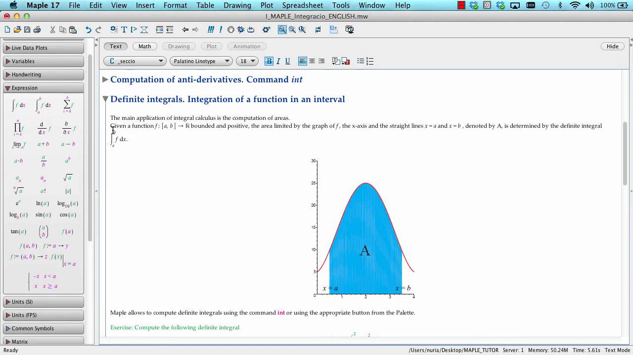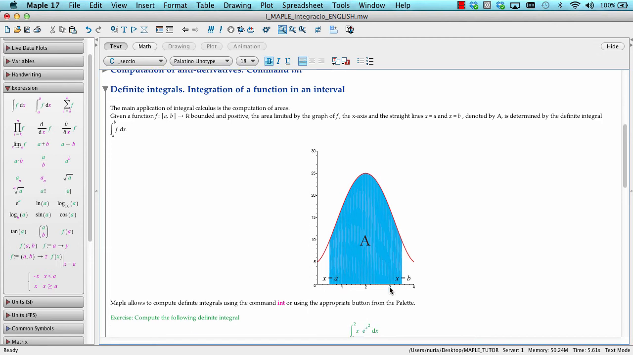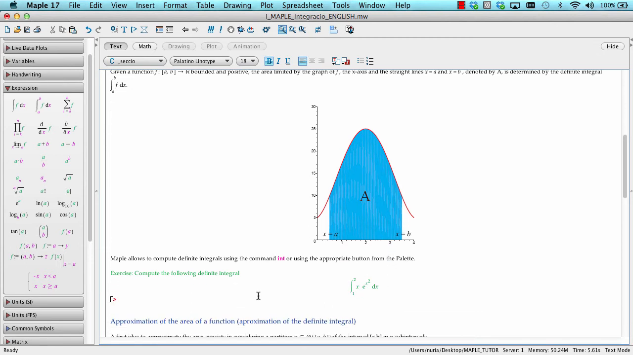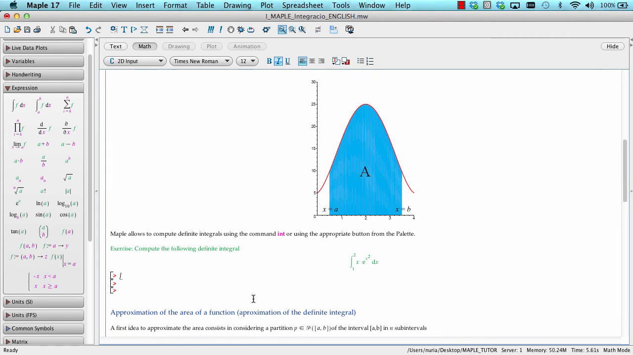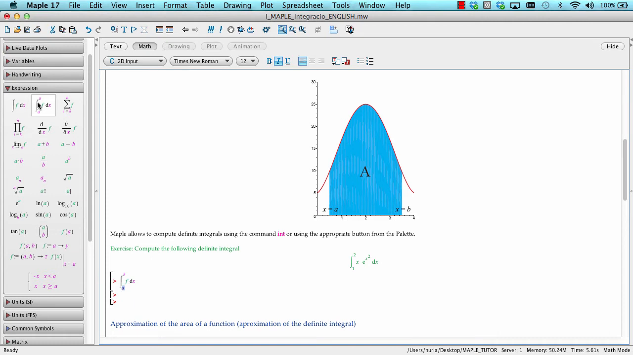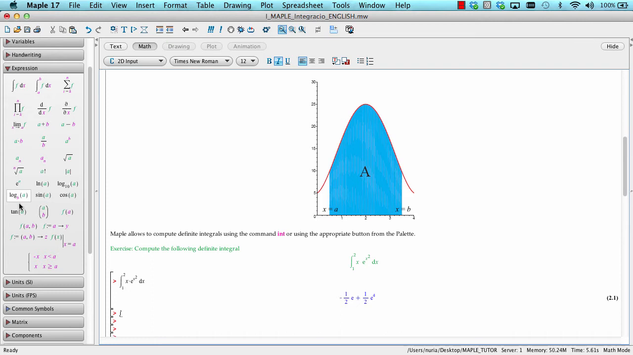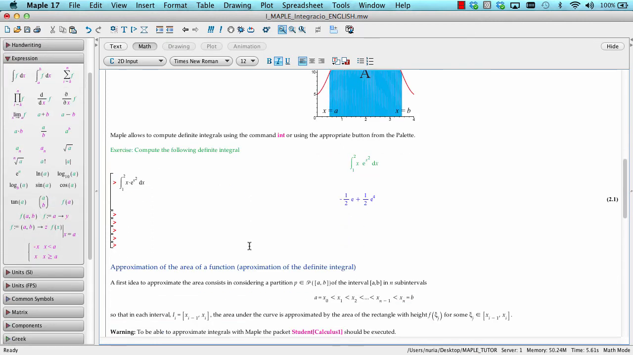defined as the integral between a and b of the function of x. So the integral of this function between a and b is going to be the area below this function. So in order to compute a definite integral, it's really easy with the palette. If we just want to get the value, remember to use the tab button to change from one expression to the other. So this would be the value of this definite integral.